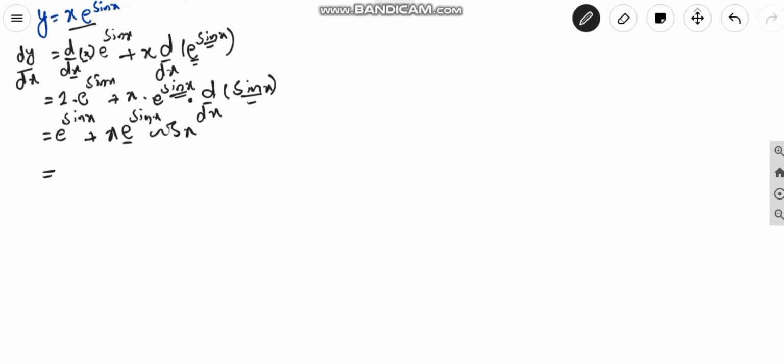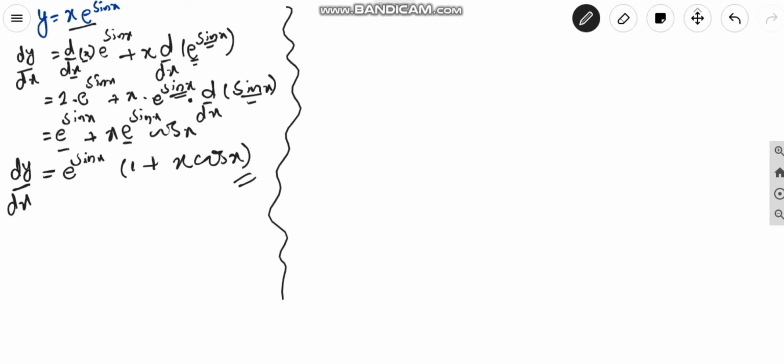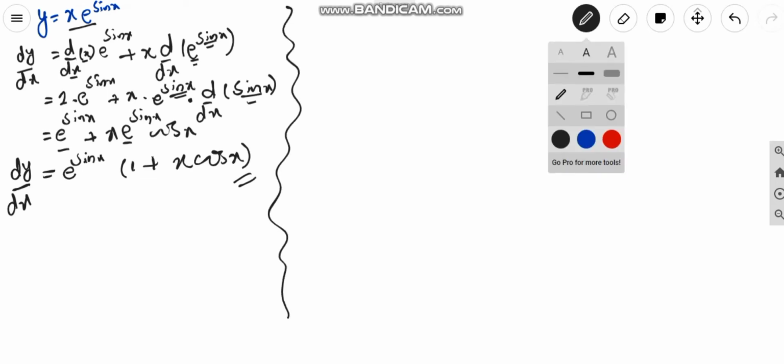Now as e power sin x is common, take e power sin x common from these two terms. Our answer is e power sin x times 1 plus x cos x. So this is the derivative of your given function. So let's discuss our next question.